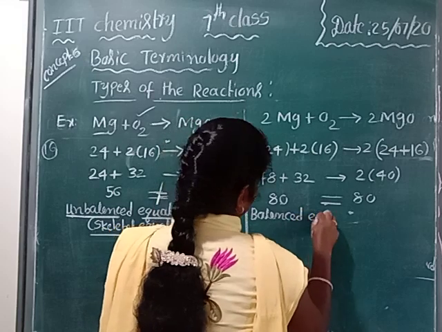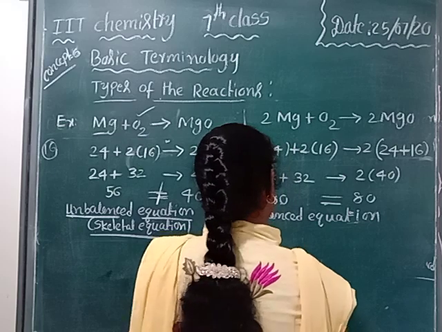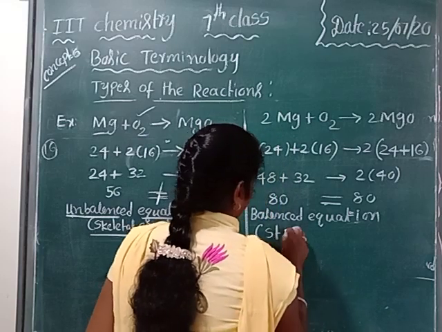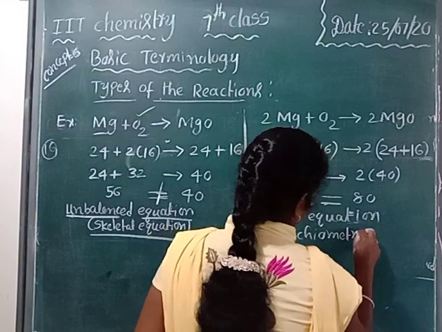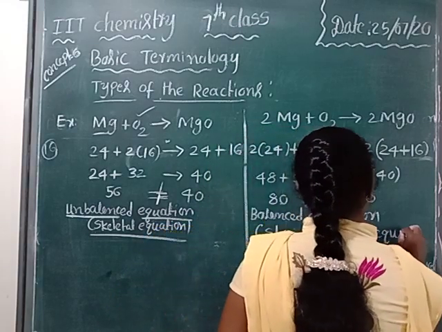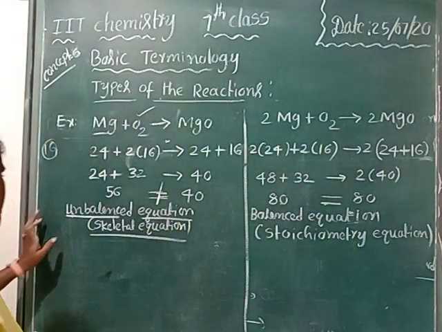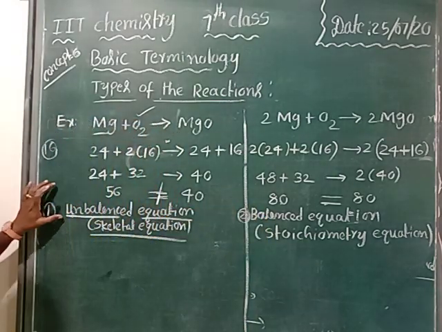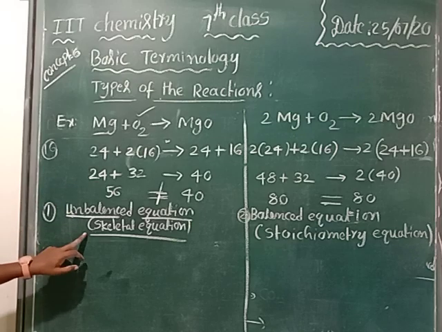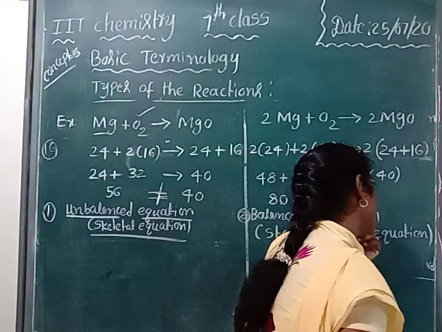This is a balanced equation. Another name is stoichiometry equation. Chemical equations are of 2 types: first, balanced equation, and second, unbalanced equation. Unbalanced equation's another name is skeletal equation. Balanced equation's another name is stoichiometry equation.